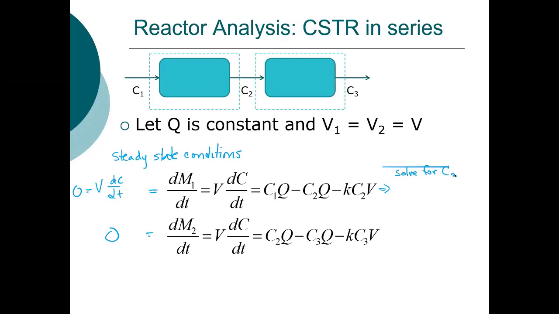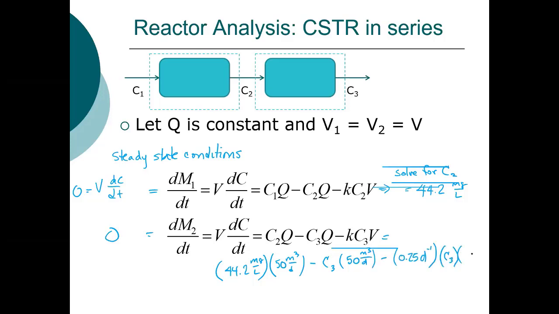for C2, so it's algebra, C2 is equal to 44.2 milligrams per liter. And I'll write this one, okay? So C2 is 44.2 milligrams per liter. Q is 50 cubic meters per day. C3 is what we're looking for. Q is the same. And V was 250 cubic meters. And that equals 0.